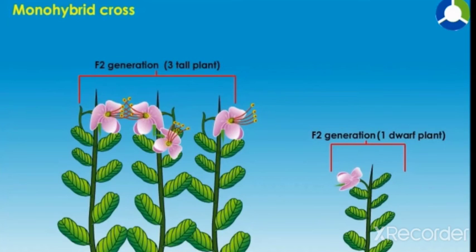So the alternate characters, namely tallness and dwarfness, appear in the F2 generation in the ratio of 3:1. So what is the meaning of 3? It means 3 are tall plants and 1 is a dwarf plant. So this ratio is called the monohybrid ratio.